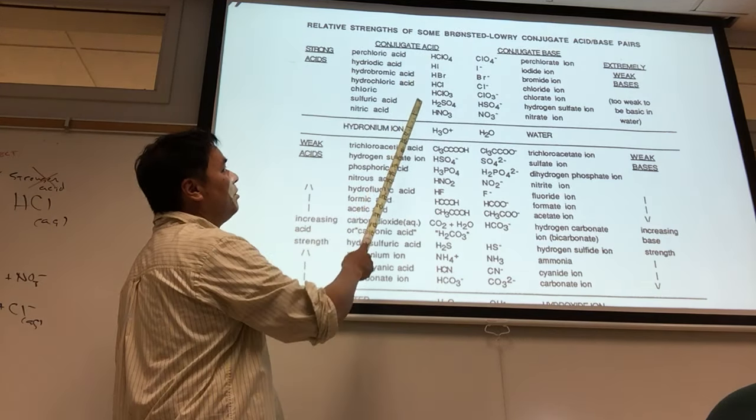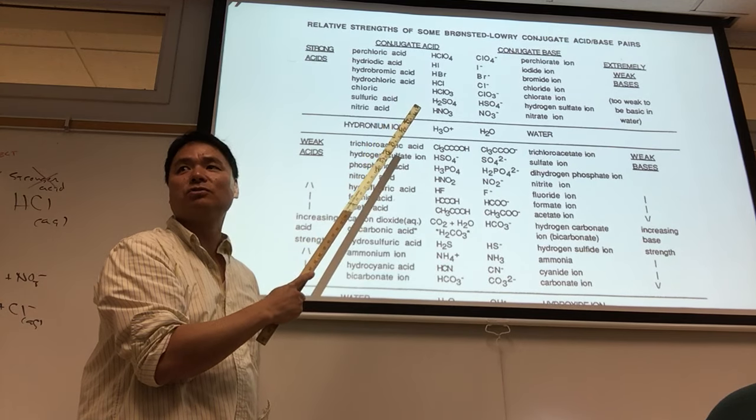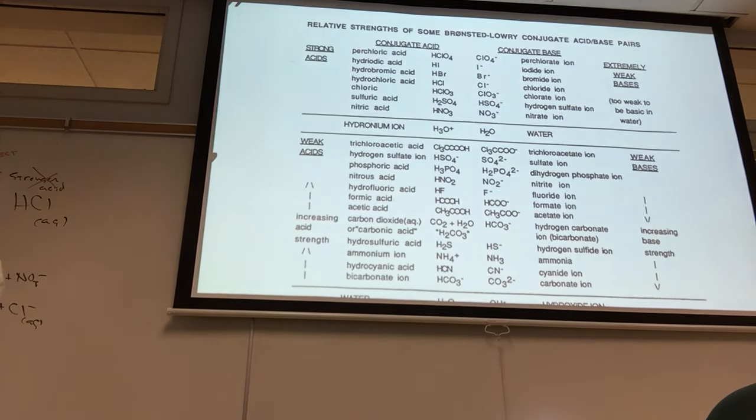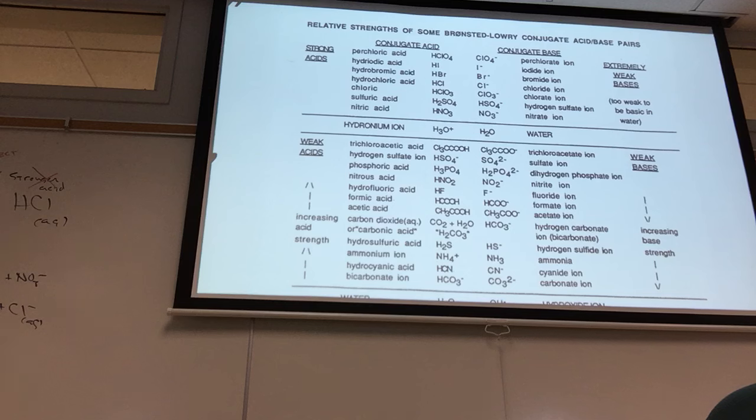But one thing that all the strong acids have is they have the leveling effect. They're all equal in strength in water, except for H2SO4. H2SO4 will generate a little bit more hydronium because it is a diprotic acid versus a monoprotic acid.